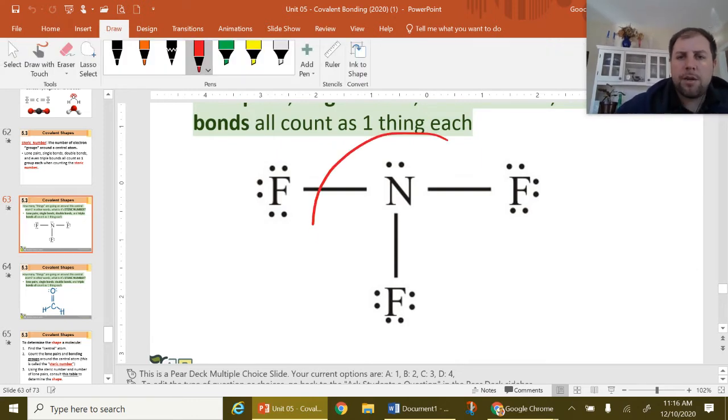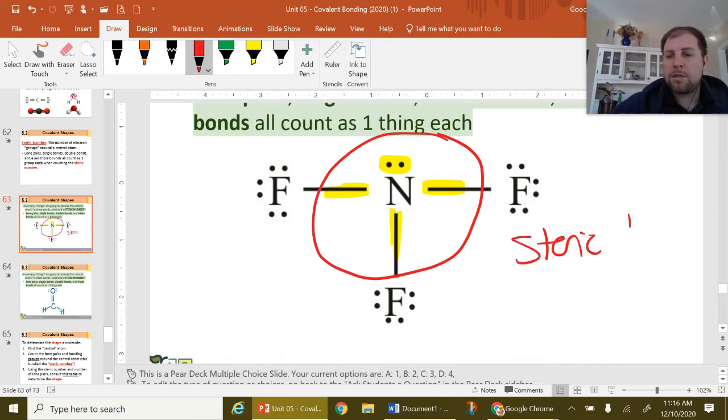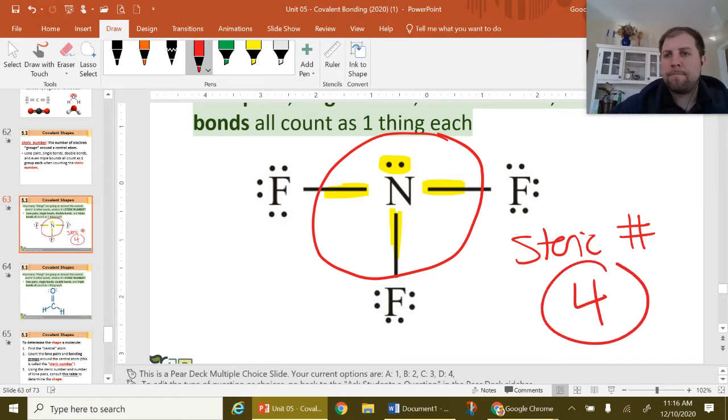So here is the central atom. And let's count the number of things that are going on. 1, we got a lone pair. 2, we got this bond. 3, we got this bond. And 4, we have this bond. So we have 4 things, so the steric number is 4. That is the steric number.